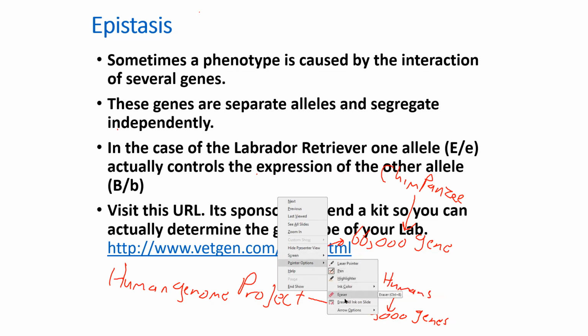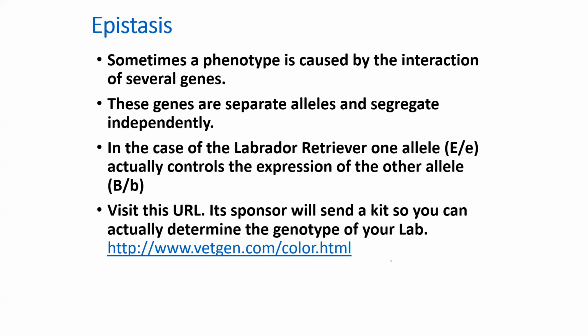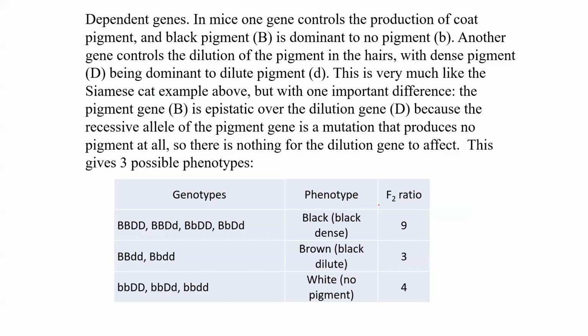Let me get rid of some of this. Have a gene E here, which controls the expression of another gene B. Okay? So gene E controls the expression of gene B.